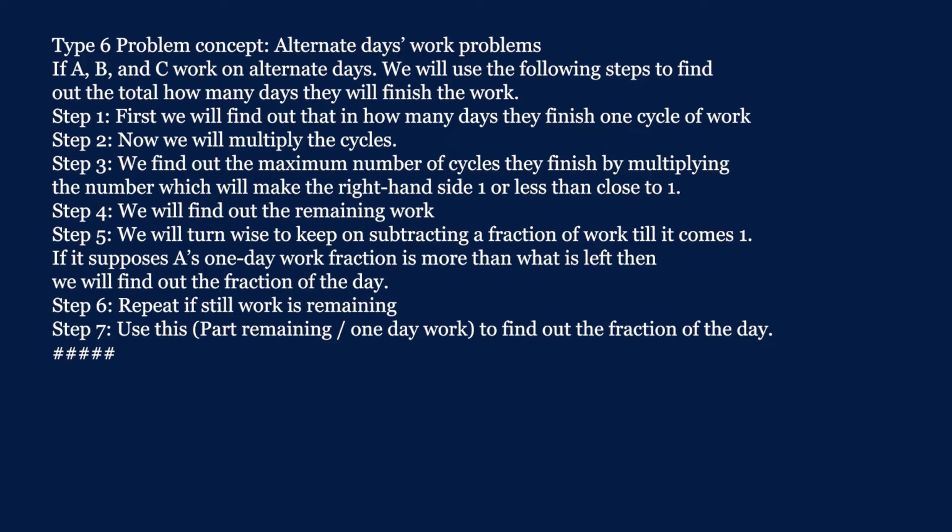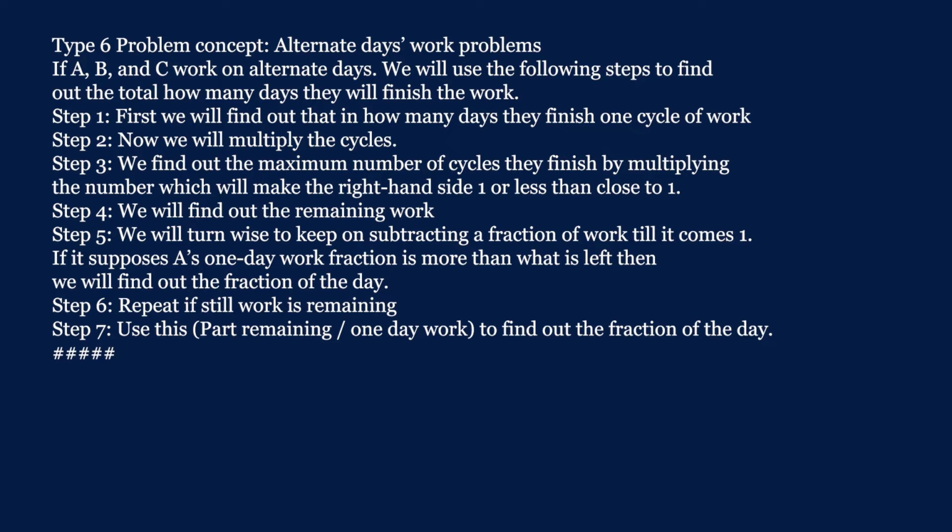Then step 2, we will multiply the cycles. We find out how many cycles they can complete together, and we find the maximum number of cycles they can finish by multiplying, such that the right-hand side is 1 or close to 1. If it is 1, then definitely the work will be completed, but otherwise it has to be less than 1 and close to 1. It cannot go beyond 1 because work cannot be more than 1. So we find the number closest to 1, or less than 1. And then step 4 will be: we will find out the remaining work.